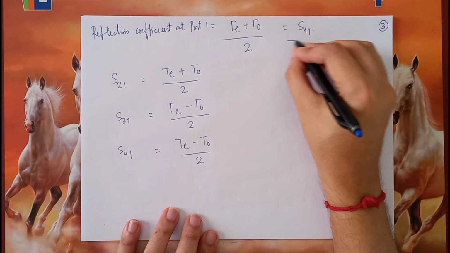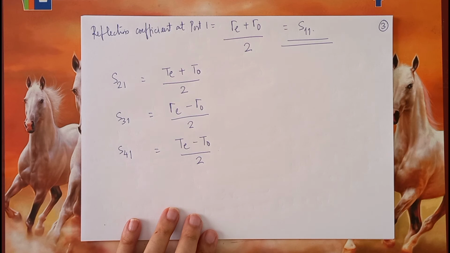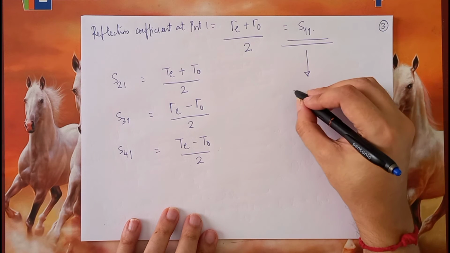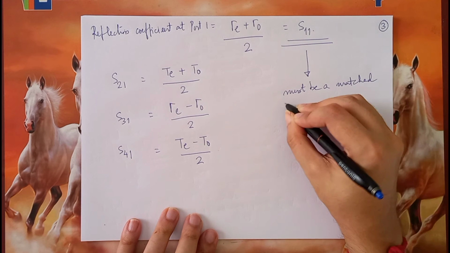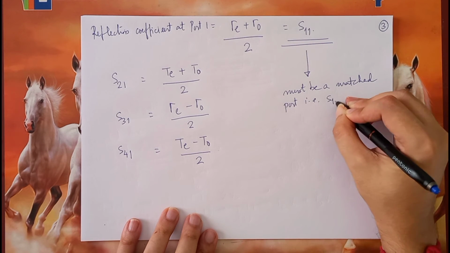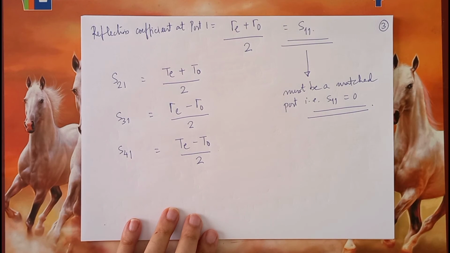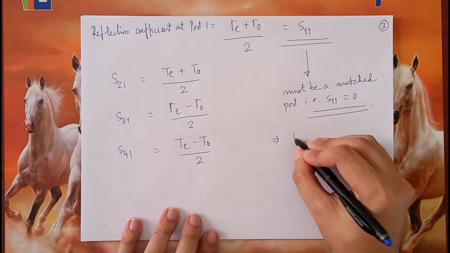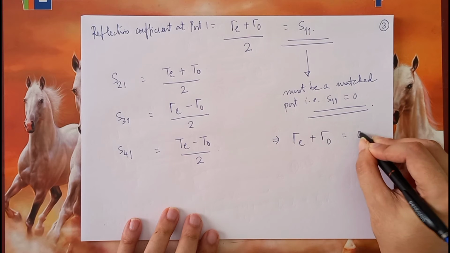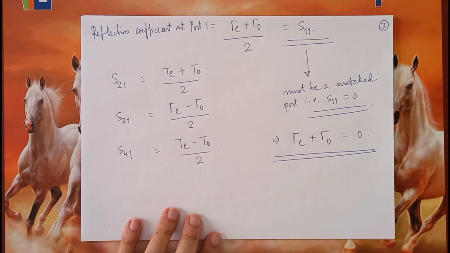So therefore, what do I want? S11 indicates the reflection coefficient at port 1, and as always, we will try to ensure that S11 must be matched, which indicates S11 should be 0. So, this is one requirement. If S11 is 0 and we put it over here, what does it mean? That means gamma E plus gamma O should be equal to 0. Right?